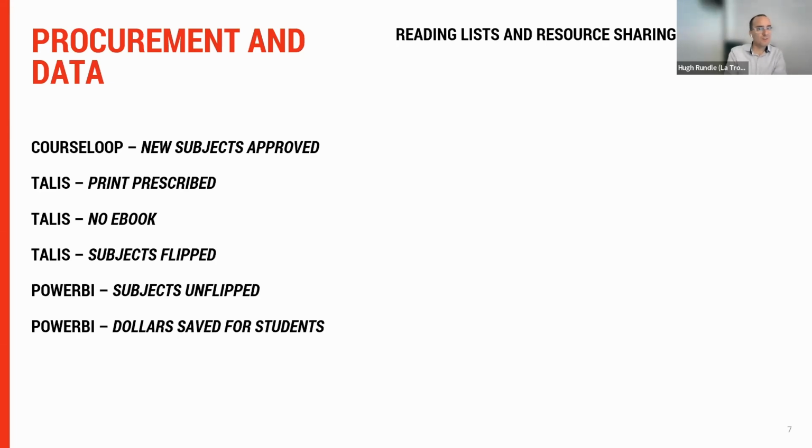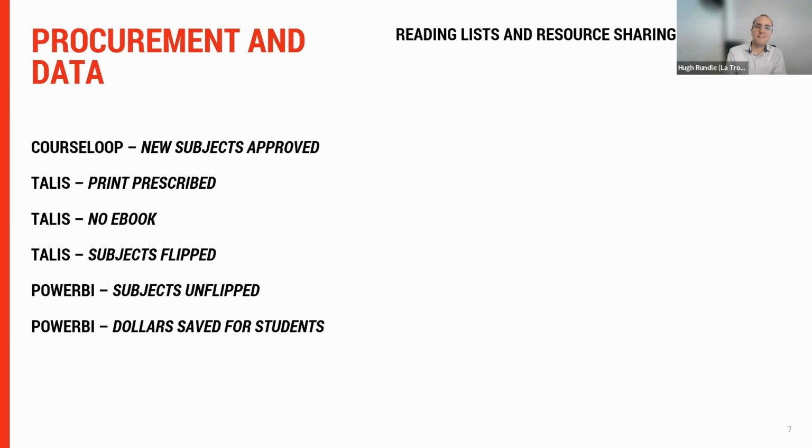We then have a print prescribed list, which comes out of Talis. That's a different fortnightly report, which we run through Power BI, and that provides a list of all of the prescribed readings that are only available in print. Our team check those to see if we can purchase or subscribe to an ebook or some other digital version of the same title, or maybe we can digitize assigned chapters, legally using our normal copyright compliant processes.